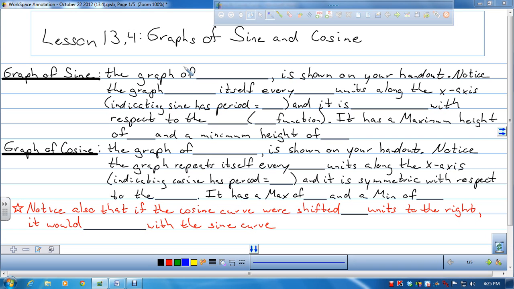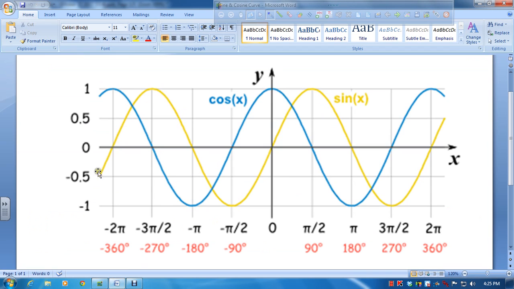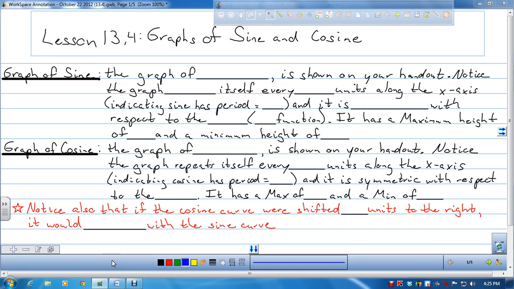Hopefully you've got your guided notes, and you should also have this graph of the sine and cosine curve handy as well, as we'll take a look at that periodically as we go here. So first off, we'll talk about the graph of sine. The graph of y equals sine of x, so some value x, is shown on your handout.